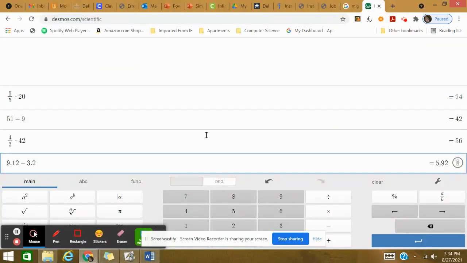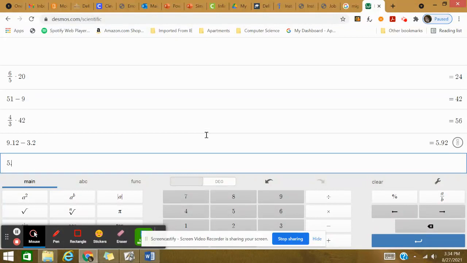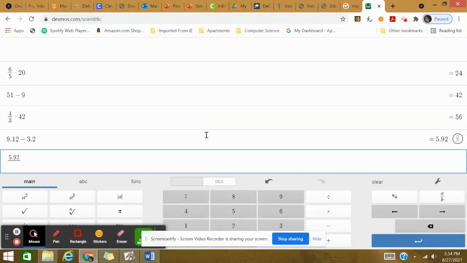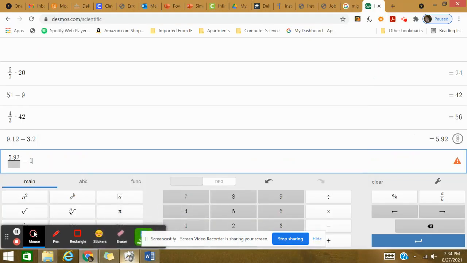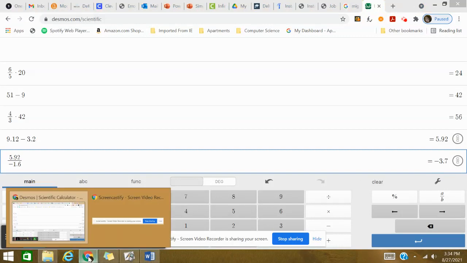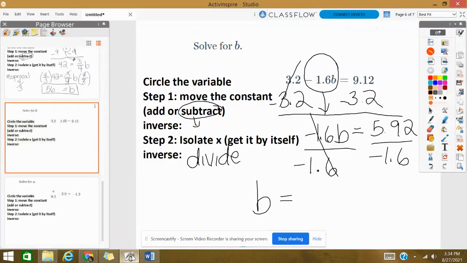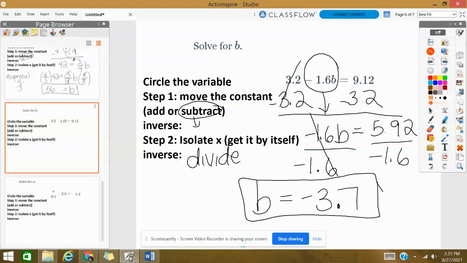5.92 divided by, I forgot the number, 1 second, negative 1.6. Okay, and so my answer here will be negative 3.7. So in this case, b is equal to negative 3.7. And again, this problem came directly from Delta Math. This would be two-step equations 2 with decimals.